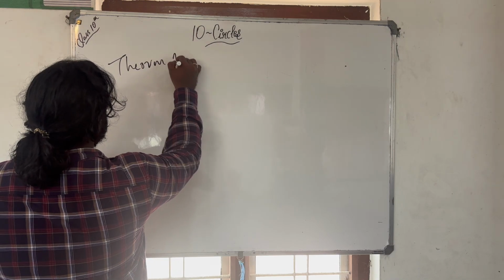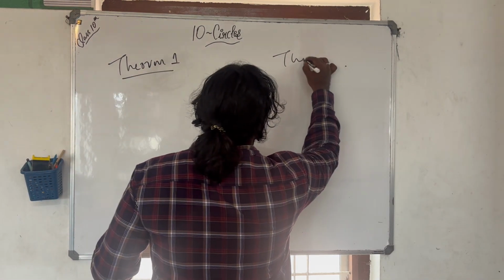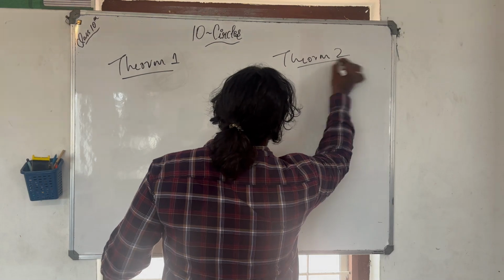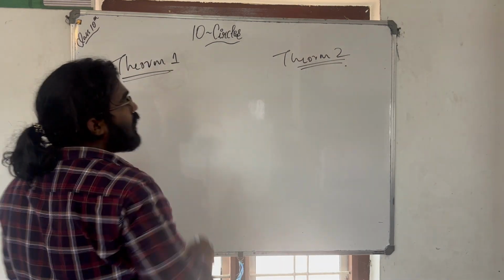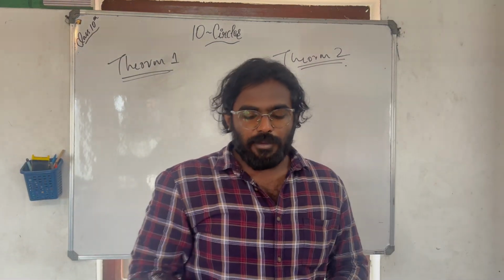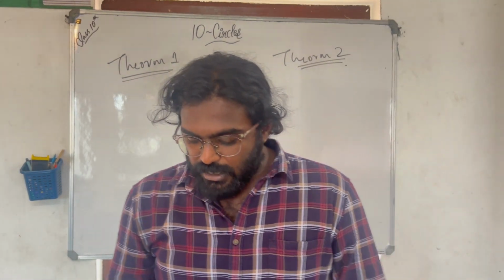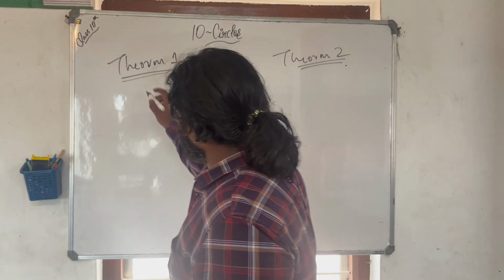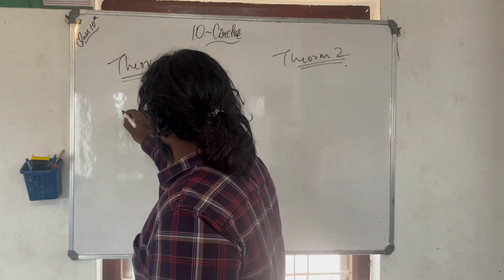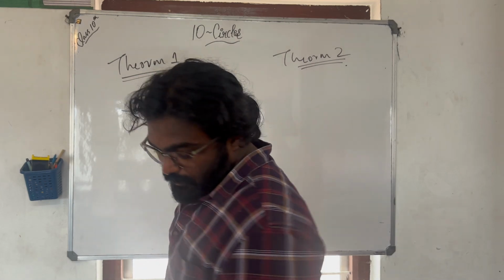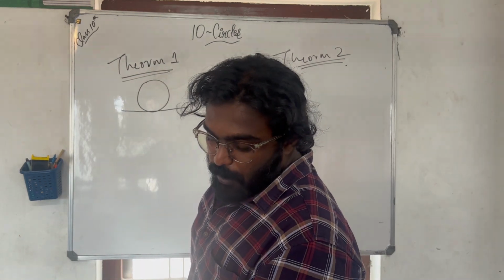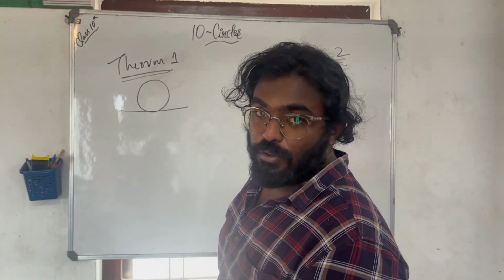Theorem 1, Theorem 2. This is Theorem 1 and Theorem 2. Let me read out Theorem 1 to you. Theorem 1 says that a tangent to a circle, any circle, right? A tangent to a circle is perpendicular to the radius through the point of contact.